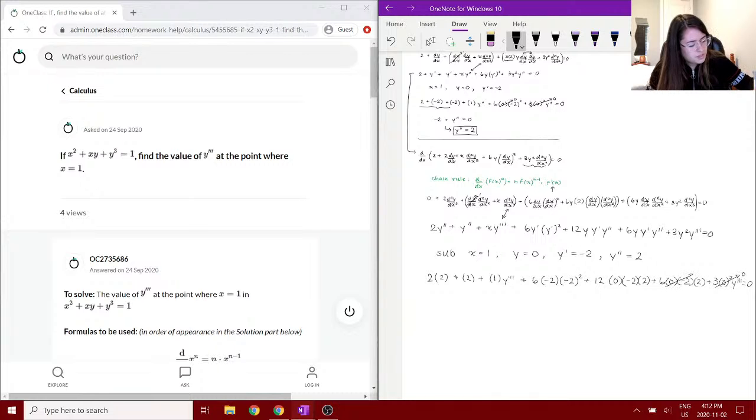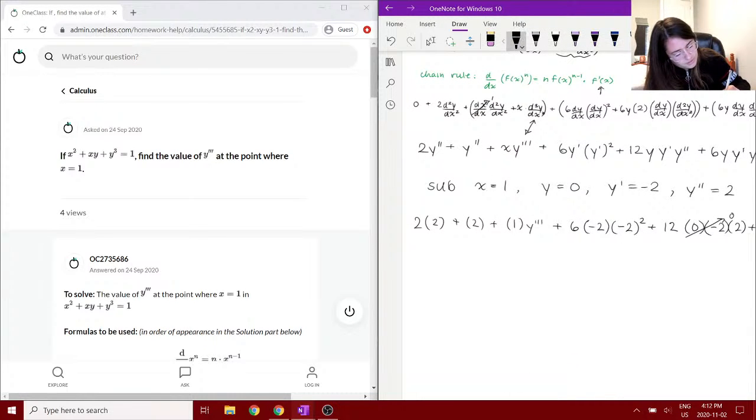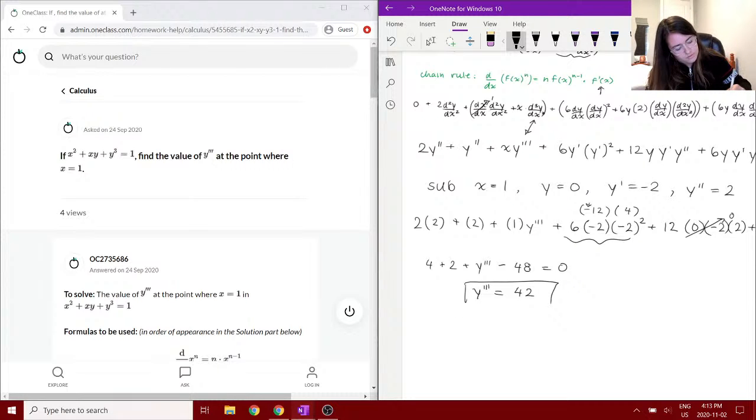Okay, a lot of these are 0 because they're multiplied by 0. So we're left with just these. The beginning, so we have 2 times 2, it's 4, plus 2, plus y triple prime, and then this term here, 6 times y, or sorry, no y's, -2 squared, which is 4, so we have minus 12 times 4, okay? And that's 48. Oh, but it's a minus. I wrote a plus out here automatically. So it's a minus 48 equals 0. And that will give you the answer if you move everything over: y triple prime equals 42. And that's your final answer. So it's a long step process, but we're finally here.